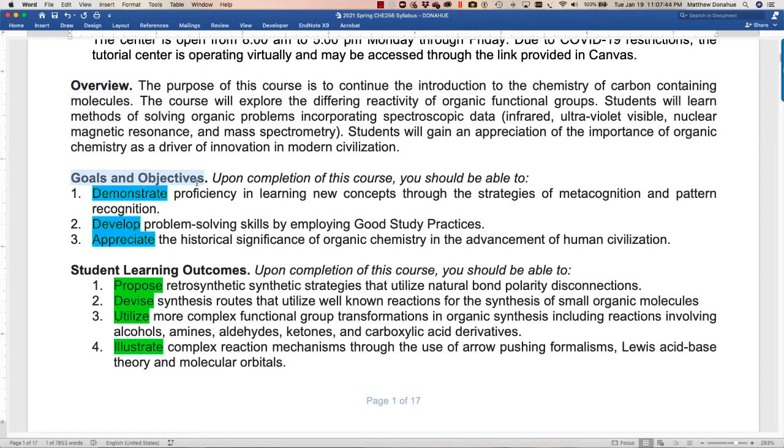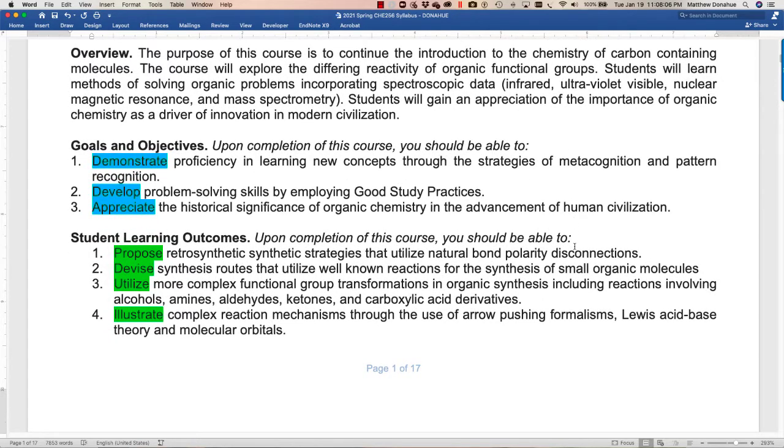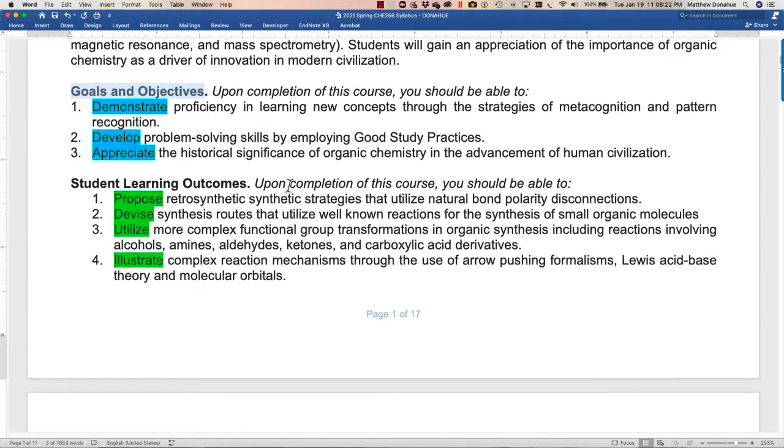Our goals and objectives: upon completion of this course, you want to demonstrate proficiency in learning new concepts through the strategies of metacognition and pattern recognition, develop problem-solving skills by employing good study practices, and appreciate the historical significance of organic chemistry and the advancement of human civilization. I realize not everyone's going to be a chemist in their career, so I made these goals and objectives very broad so that they apply to you no matter what you want to do in life. Again, if you want to do well in this course, it's all about your behaviors.